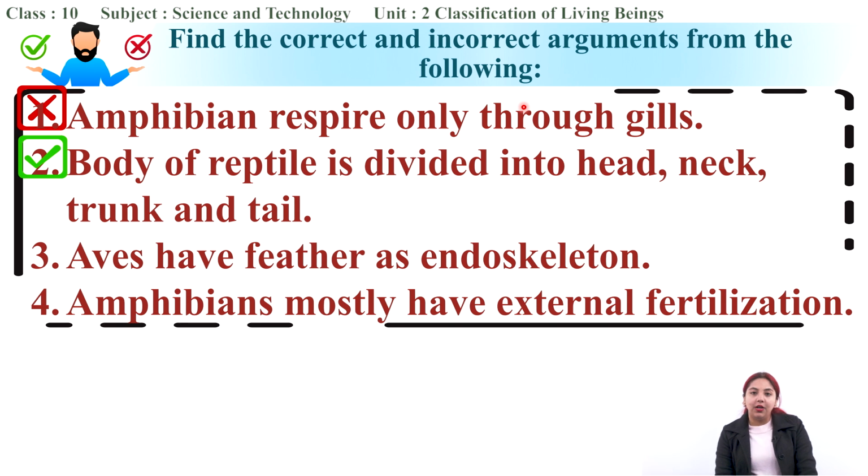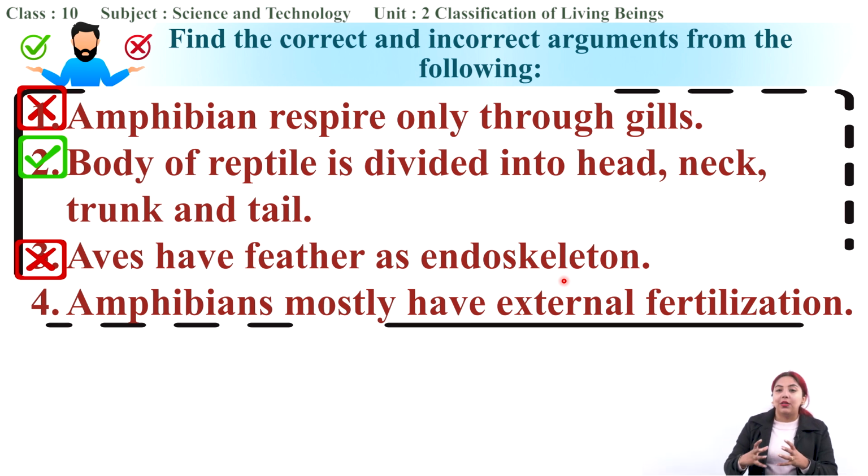Now, the third argument is aves have feather as endoskeleton. Is this correct? This is a little confusing, but it is incorrect. Why? Yes, aves have feathers, but the feather does not act as an endoskeleton. It acts as an exoskeleton.